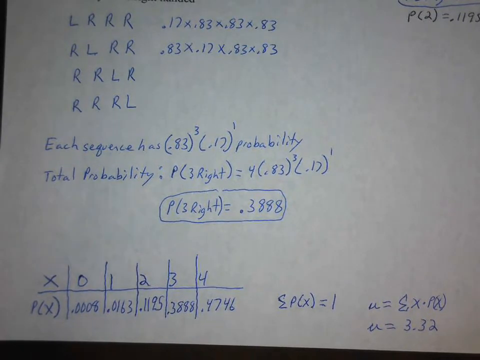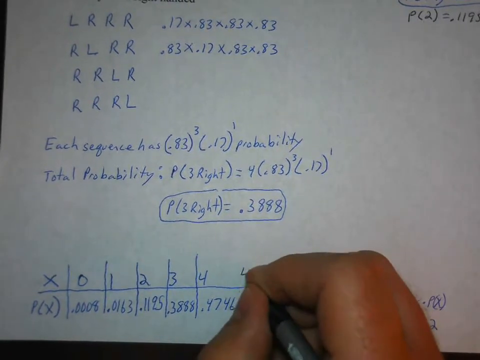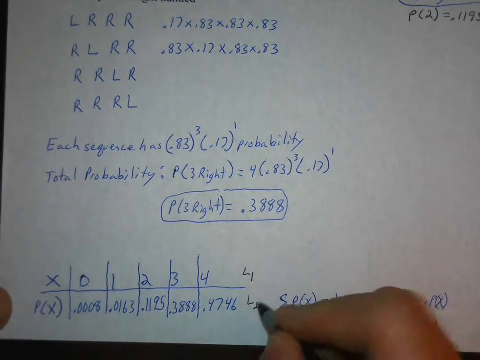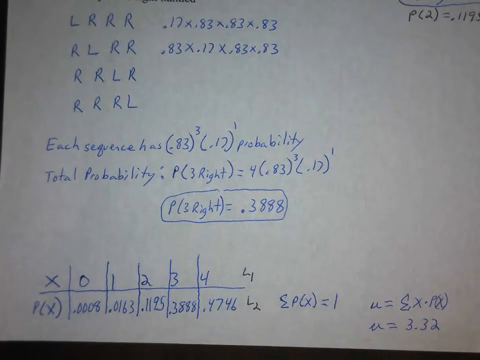The other way you can find the mean using your calculator is put your X values in list 1. Okay, so put these in list 1. Put your P of X in list 2. And then calculate the 1-var stats on L1, L2. So your frequency list will be P of X. And that should give you 3.32.